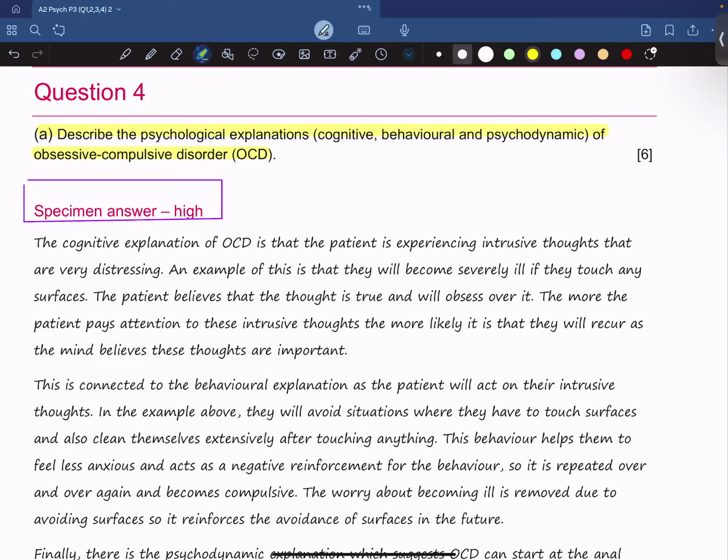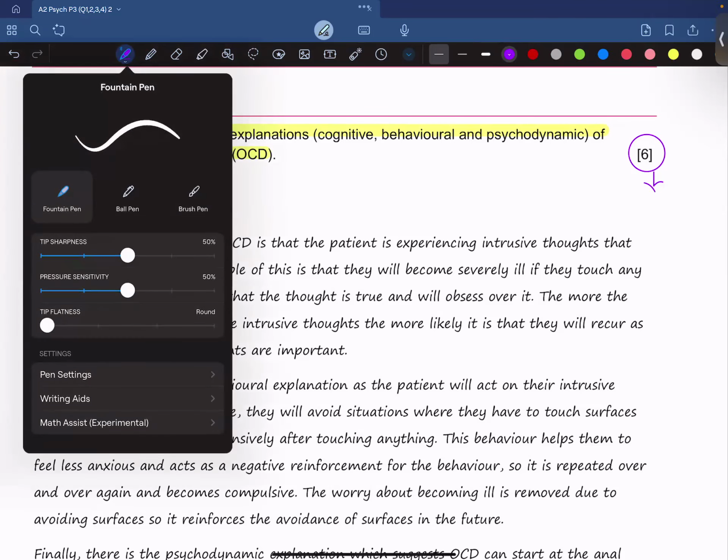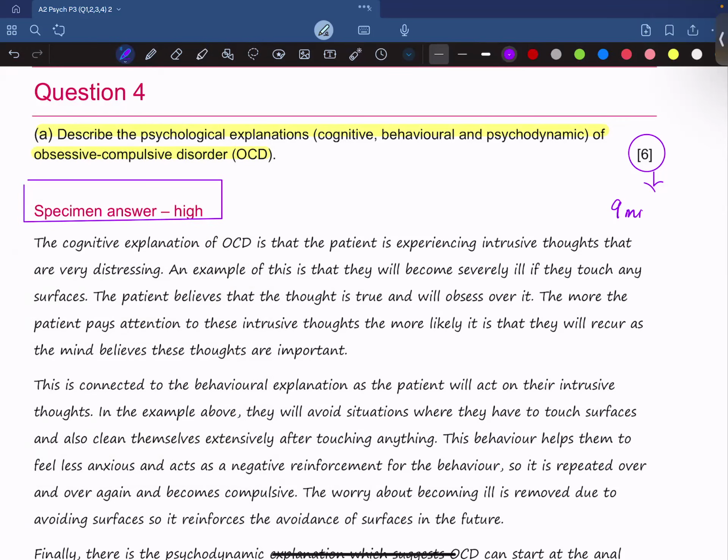Now, to begin with, the cognitive explanation. A typical question students ask at this point is, sir, do we need to write an introduction? You tell me, do you see an introduction over here? If you do not see an introduction over here and the student has still scored full marks, you might as well do that too. Because remember, this is a 6-mark question, and for a 6-mark question, you do not get anything more than 9 minutes. So the max time you get is 9 minutes, right?